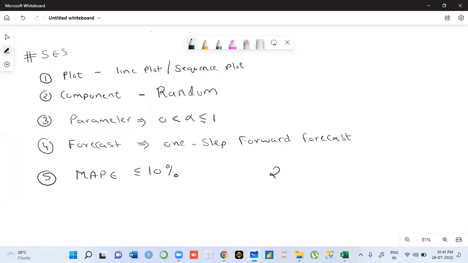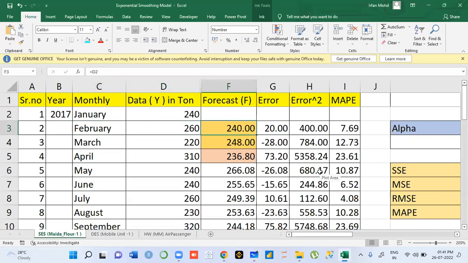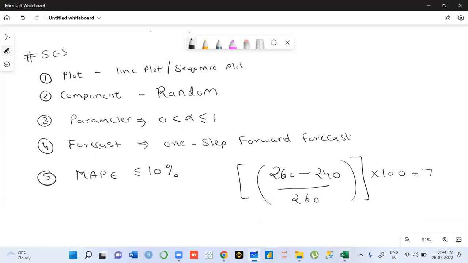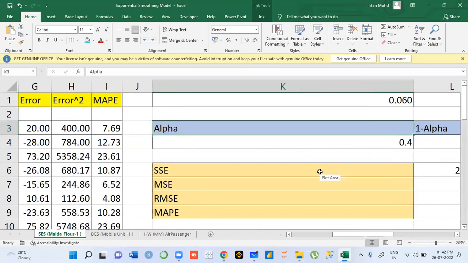260. What is the forecast value? 240 divided by 260. Take absolute, multiply by 100. So 260 minus 240 divided by 260 multiplied by 100 will give me how much? The error, y minus y hat. Into percentage means divide and multiply by 100, absolute, A for absolute.